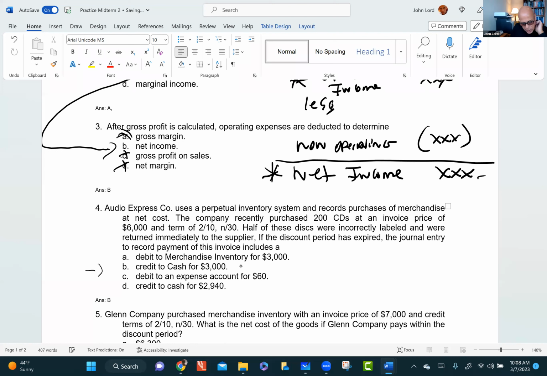Okay, so we come over and we look at this. Audio Express is using a perpetual inventory system. We'll only talk about perpetual inventory in this class. That's all I'm going to test you on. I kind of mentioned a little bit periodic, but all I'm going to test you on is perpetual. And we will always use the gross method for accounting for our inventory, accounting for our sales. Okay, always use the gross method. So you'll see questions that will call out the gross method. Just know that that's the method we've learned. Okay, we haven't talked about the net method at all.